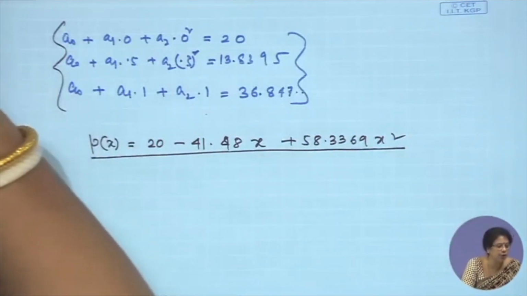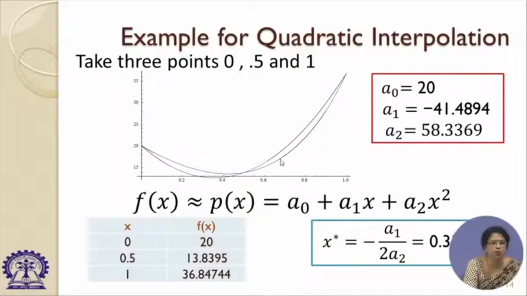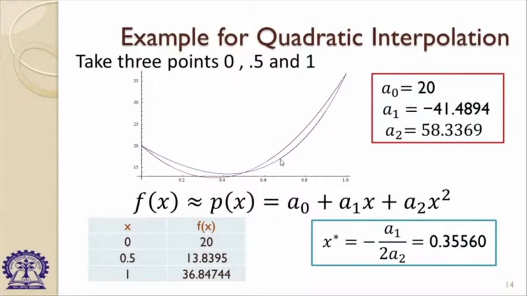I have drawn the polynomial; you see the red is the function and the blue is the fitted polynomial. I hope you are not really satisfied with this polynomial, because it is not fitting the function very nicely. If I want to get the minimum of this polynomial, we could see the minimum of the polynomial is 0.355, and that cannot be the desired minimum at all. That is why it is not accepted.